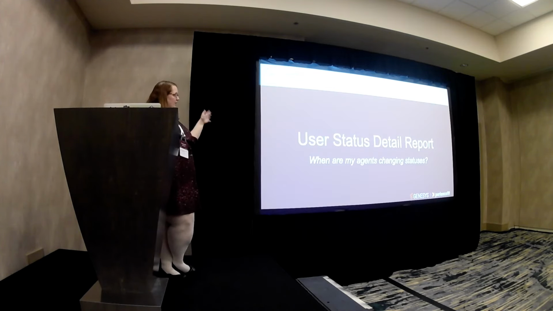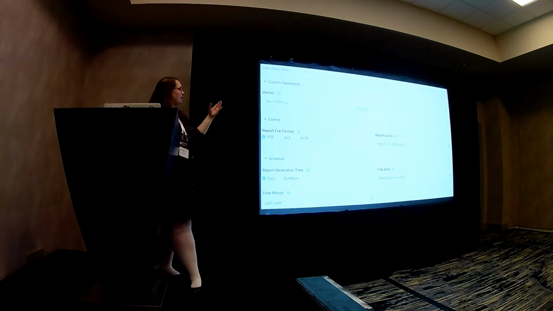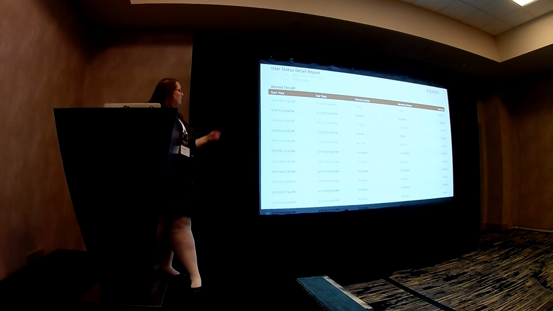So now we're going to look at the user status detail report, which is a little bit different because it's our first one that's not conversation aggregate based. So this is a report of when our agents are changing status. So you'll notice here that there's no media type because it's not at a conversation level and status is media type agnostic. And what you get is a detailed list of every status that the user was in and when they went in and out of that status.